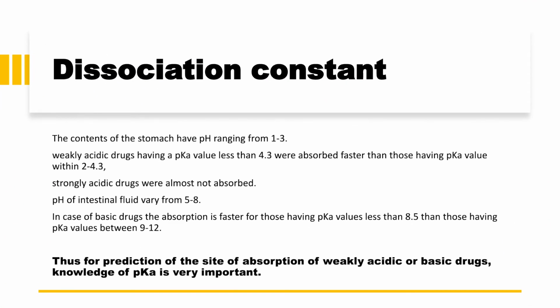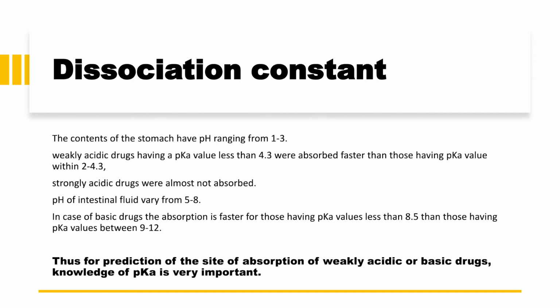The contents of the stomach have a pH ranging from 1 to 3. When we talk about weakly acidic drugs which have a pKa value less than 4.3, they will be absorbed faster than those having a pKa value between 2.4 and 4.3. Why is it so? The weakly acidic drugs will be better absorbed in the stomach if they have a pKa value less than 4.3. Similarly, strongly acidic drugs will not be absorbed. Why? Because most of them will be ionized at this pH, and only the unionized part is absorbed.